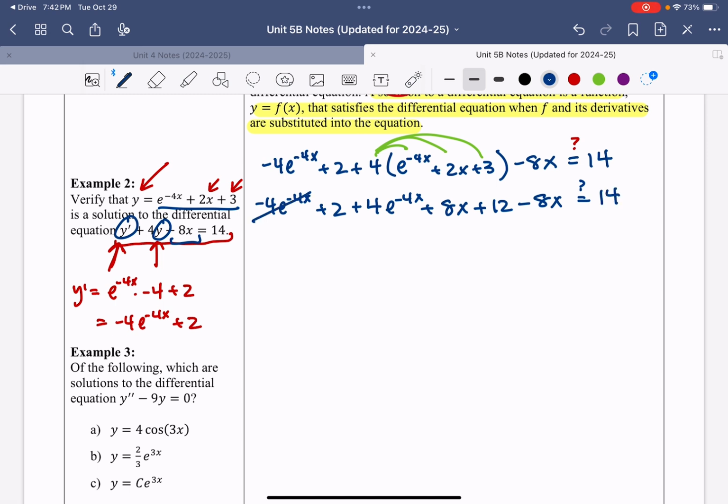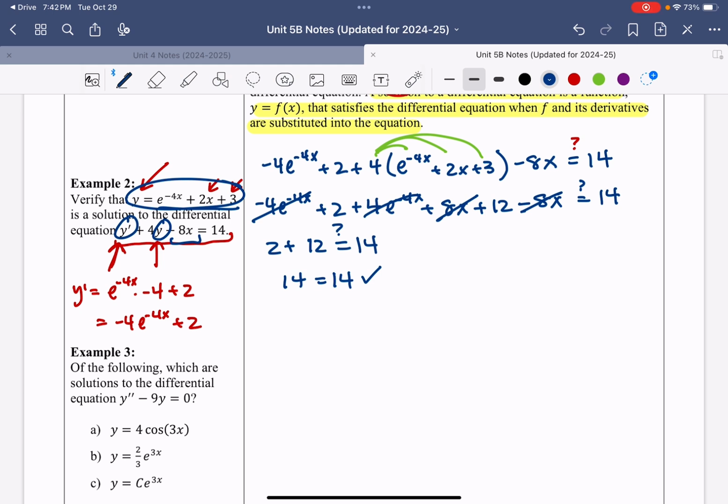All right, I see my e terms will cancel. They'll add to 0. My x terms will add to 0, and so I'm left with 2 plus 12, and I'm checking to see if this is equal to 14, and it sure is. 14 is equal to 14. So we would say that this equation is a solution to the differential equation because it does satisfy this equation.